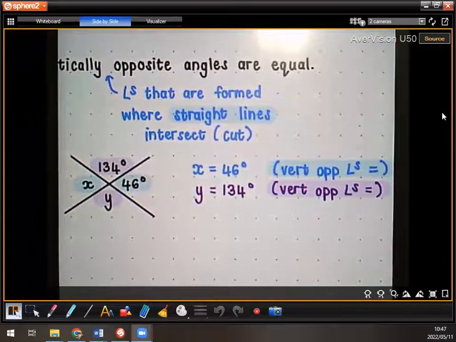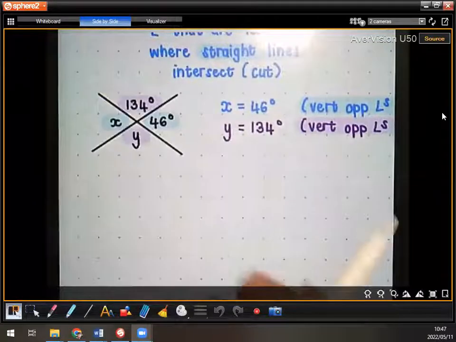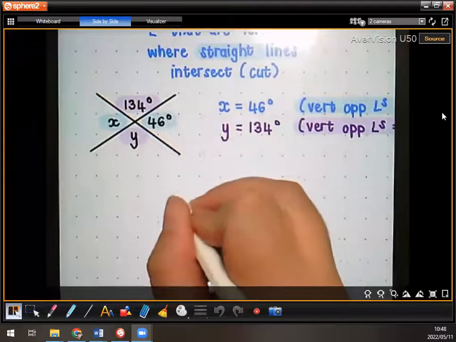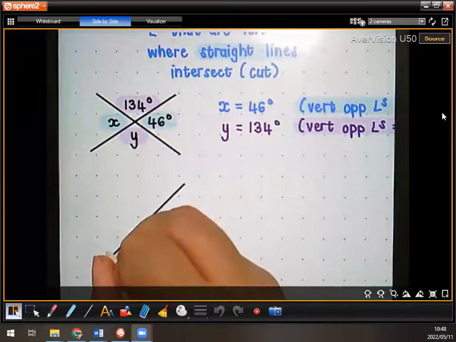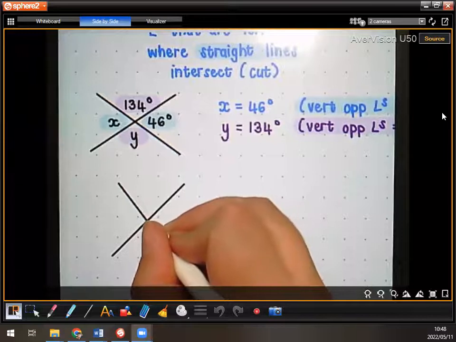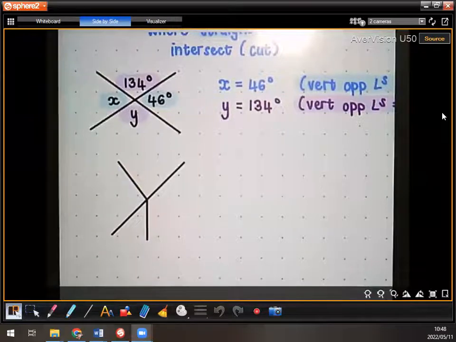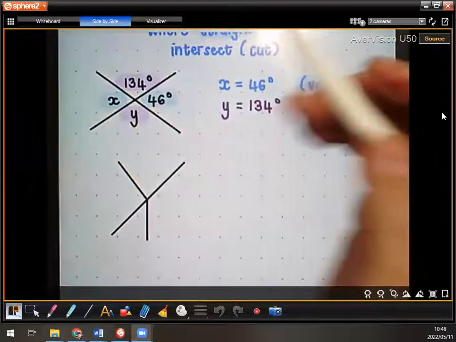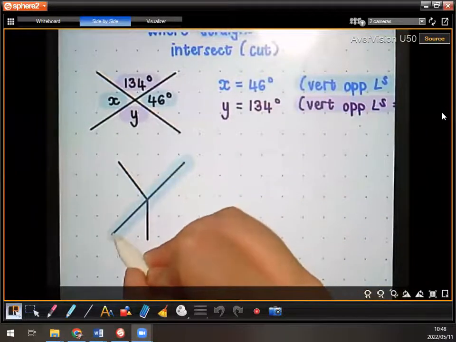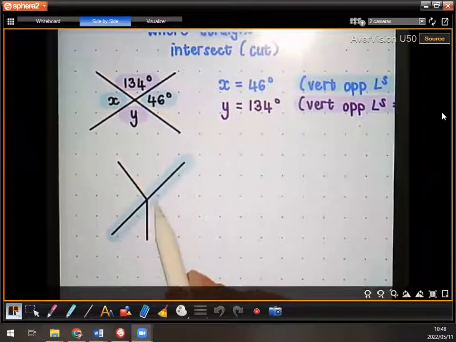The code is actually in the exercise that you're going to do. Let me just draw one here. If you have one straight line, and then you have a line going up and a line going down, are those two straight lines that have been cut? You have one straight line, right? We can highlight that one. This is definitely a straight line, but this part is not a straight line.